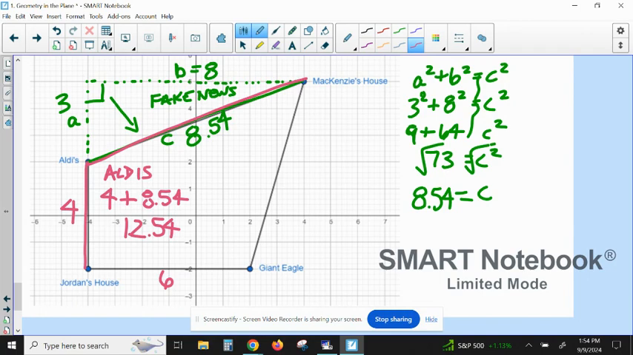Okay, we need to figure out the Giant Eagle route. So we need to figure out this orange piece, right? Does anyone see how you can make a right triangle with that orange being the diagonal? Can you see it? Could I go over 2 and up here? That will make me a nice right triangle. 2 and you said this is 7? Yeah. 2 and 7. Do you guys agree?